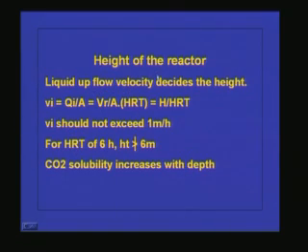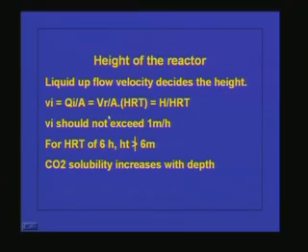Now coming to the height of the reactor, we have seen how to find out the volume. The volume is decided based upon the hydraulic retention time and the flow rate of the wastewater. Now we want to see what is the height we can provide. The liquid upflow velocity decides the height, because we have seen that this is the limiting factor of a UASB reactor, and we can find out what is the VI. VI is nothing but the liquid upflow velocity, that is equal to QI by area of cross section. QI is the influent flow rate, and A is the cross sectional area.